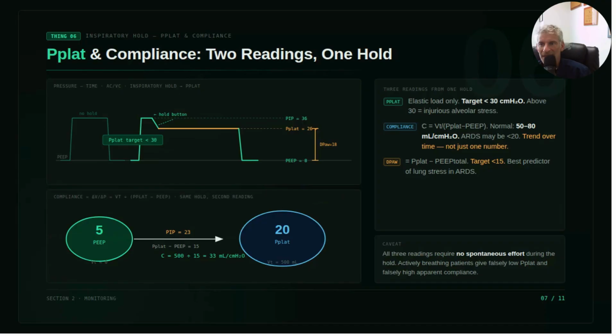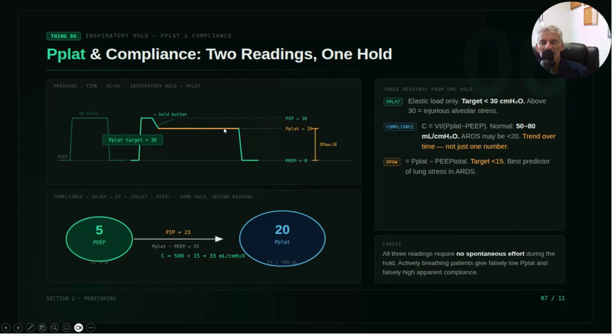So we went over assist control, volume control, pressure control, PRVC AC, and APRV. Now we're going to talk about something you all need to know, P plateau and compliance. So this is on assist control. Your target plateau pressure is less than 30. What does that mean? Let's say here is PEEP, here is the peak pressure on the assist control ventilator. You do a 0.5 second hold here, let's say half a second or even 1 second hold. Look what happens. You get the P plateau.